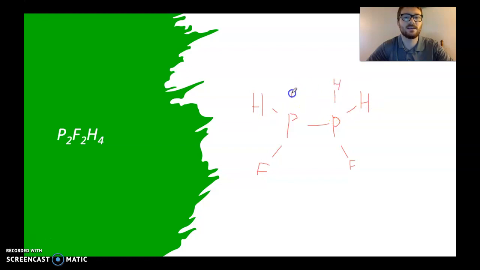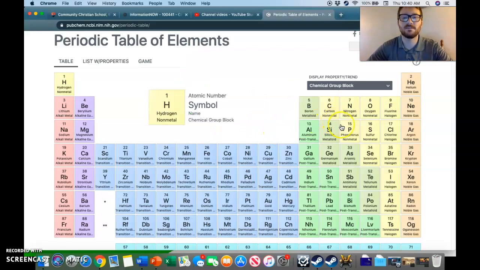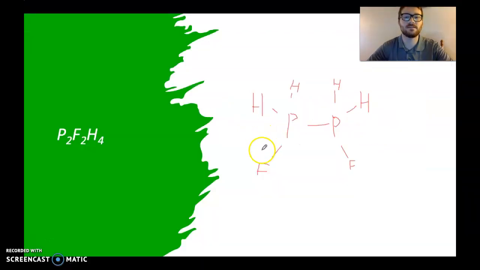Let's see. Let's make sure we did this right. We'll find out. Phosphorus needs 1, 2, 3 bonds. It has 1, 2, 3, 4. Huh. Will this work? The answer is no. This is not a buildable molecule. This one here. It is not possible to build this thing.